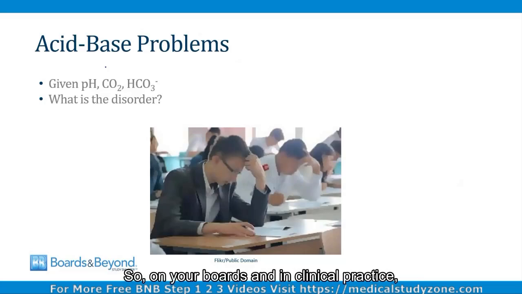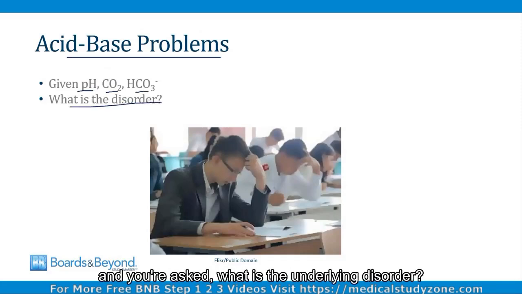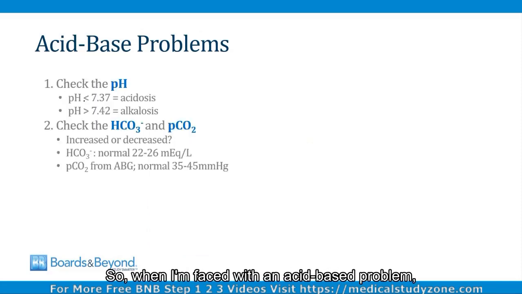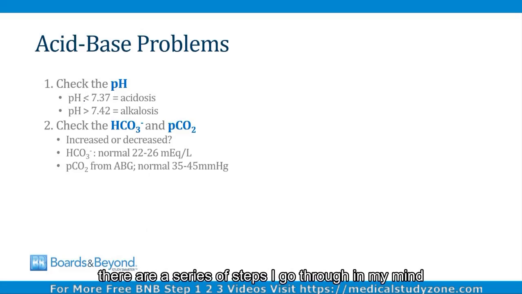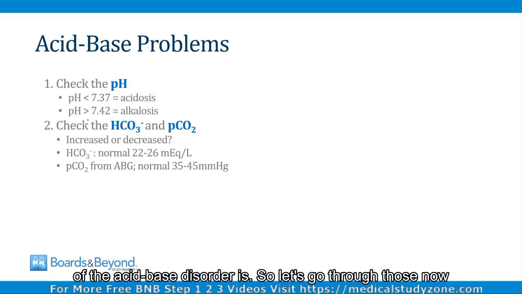So on your boards and in clinical practice, you're going to be faced with what's called an acid-base problem. This is a situation where you're given the pH, the carbon dioxide, and the bicarbonate, and you're asked what is the underlying disorder. So that's what we're going to talk about for the remainder of this video. When I'm faced with an acid-base problem, there are a series of steps I go through in my mind to determine what the underlying cause of the acid-base disorder is. So let's go through those now.